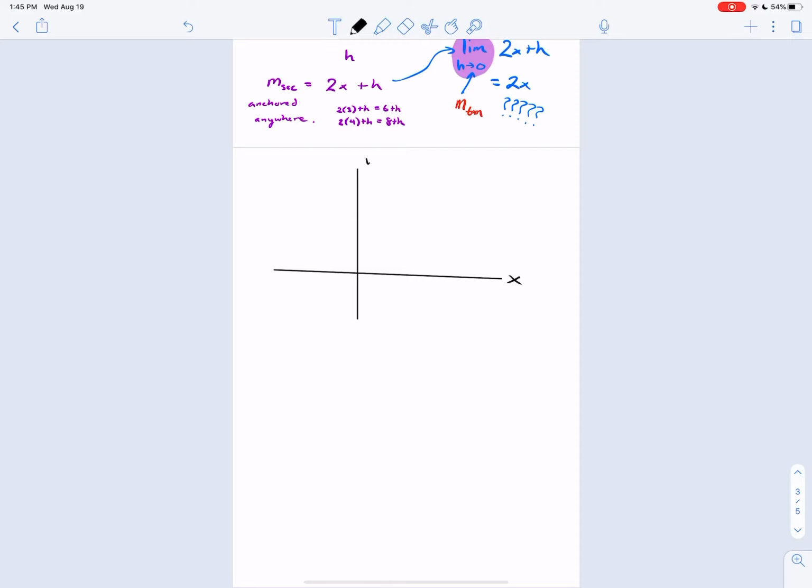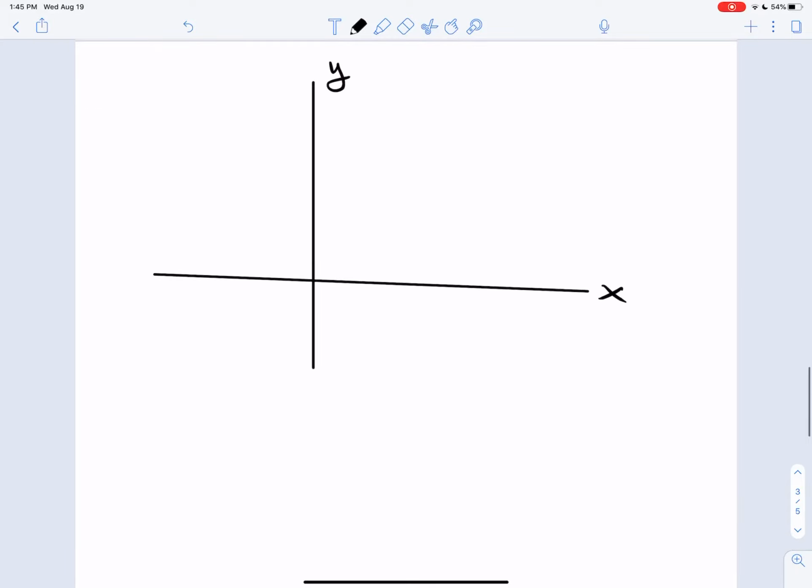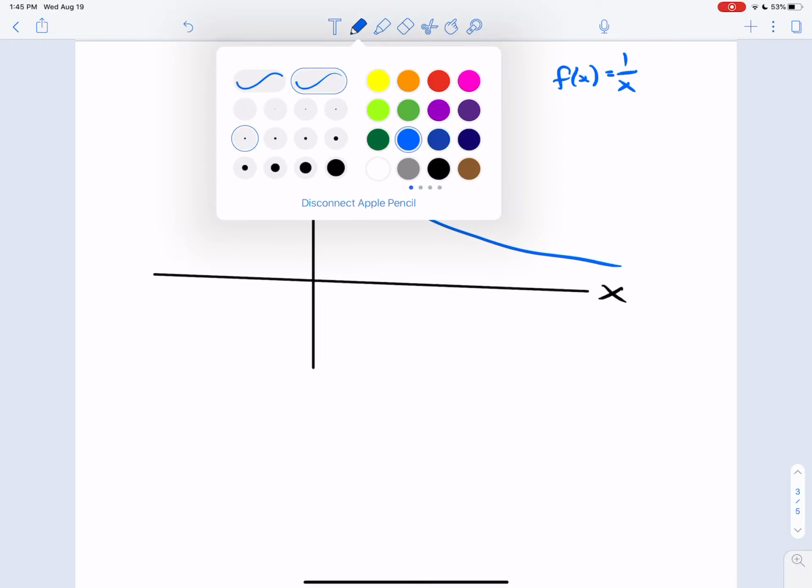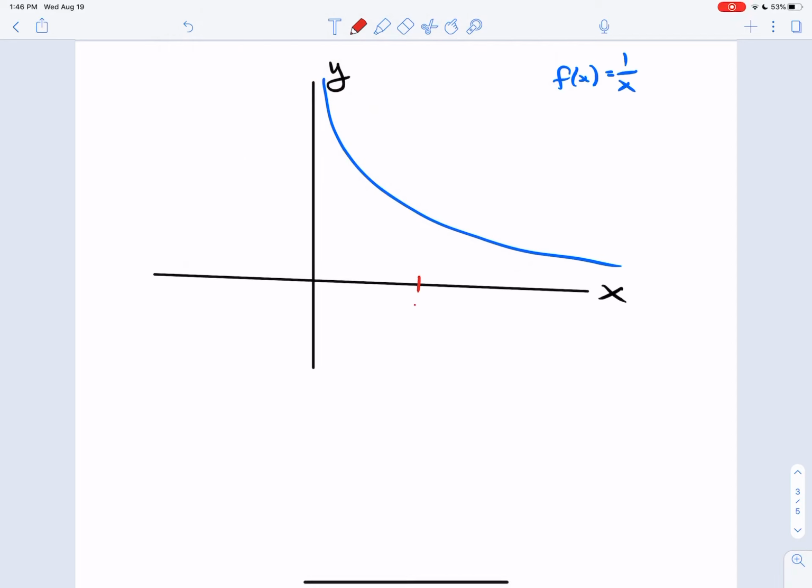Here we have an x and a y axis. But now I want to use our reciprocal function. It's called 1 over x. If you don't know what that looks like, it's okay, but get to know it. It looks a little bit like this. For the sake of simplicity, we're just going to focus on the first quadrant, so I'm going to go ahead and get rid of that third quadrant graph. Okay, so here we go. I'm going to set an anchor. Let's pick the number 3.